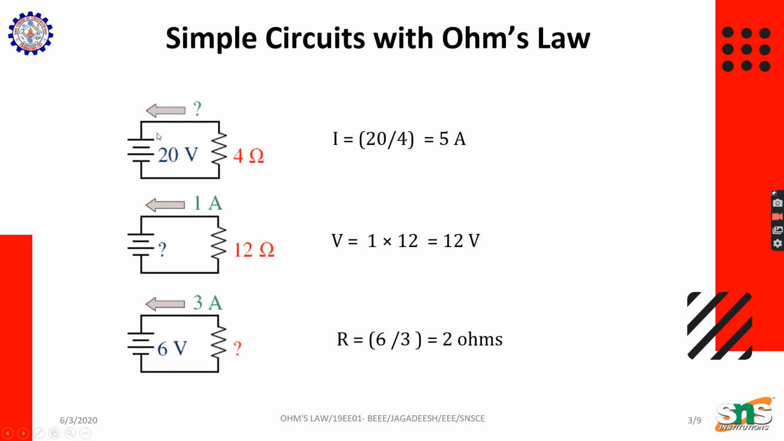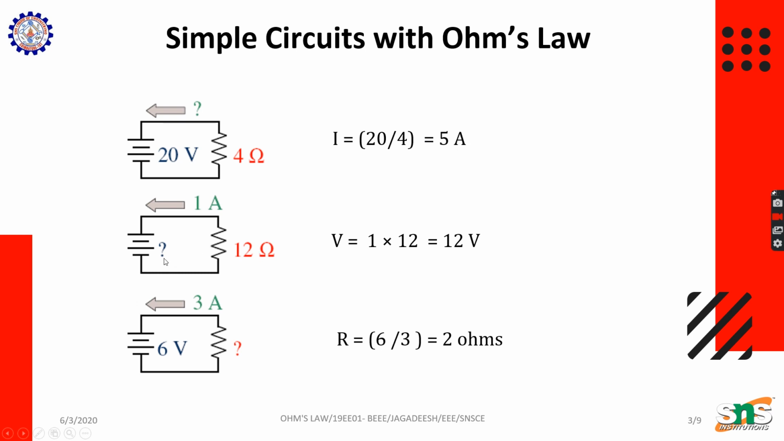So this is the first simple circuit. Let us understand there is a 20 volt battery which supplies current to a 4 ohm resistance as a load. Here the voltage is known and the resistance is known. Voltage is 20 and resistance is 4 ohm. So here we can apply the Ohm's law formula. I is equal to V by R, so voltage 20 divided by R which is 4, and we get 5 amps.